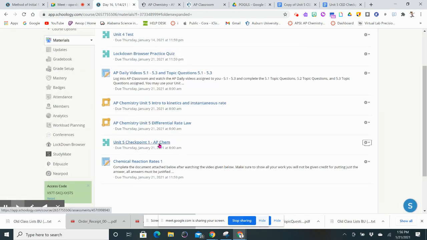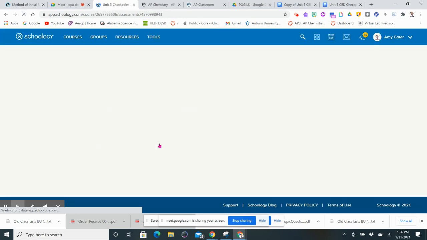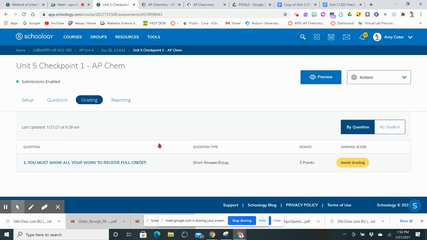I was wondering if you could explain this. It's on the 5.3 topic questions. I've done all of them except for D. All right, so on D, you're going to write a rate law consistent with the mechanism. On these, the only step that matters is the slow step. So that's what you're going to look for. That's what you base your rate law off of.